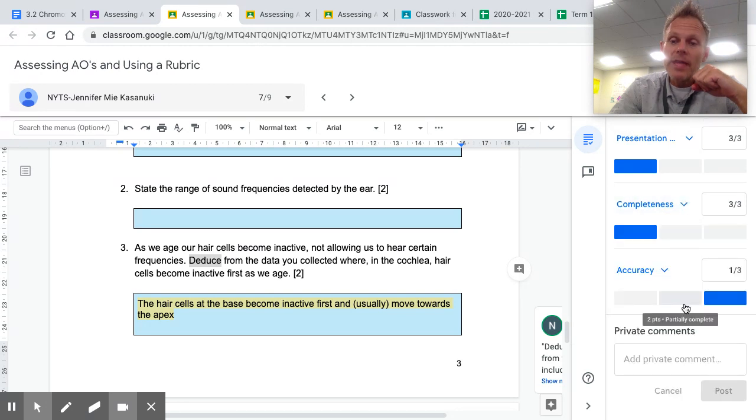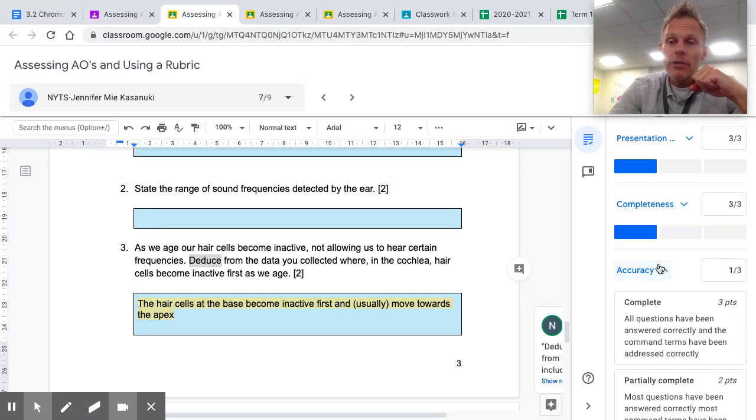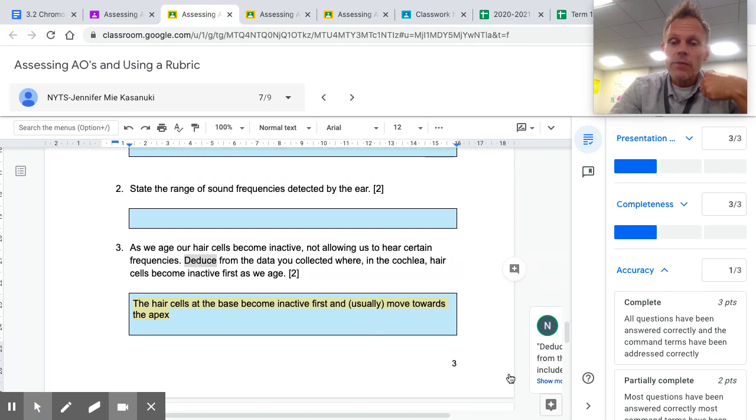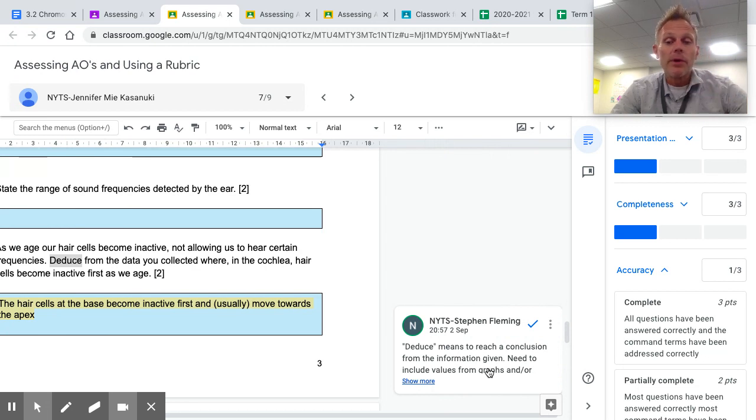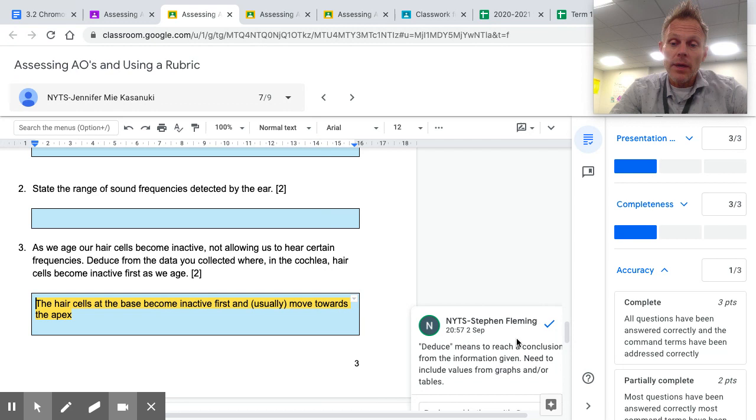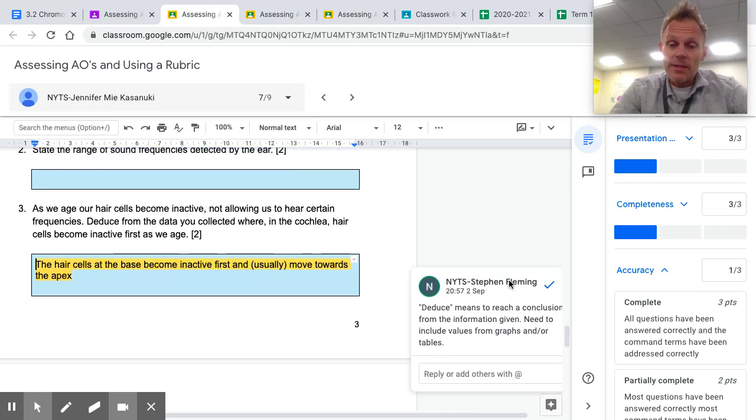However, if we go down to the accuracy part, remember, accuracy is 1, did you answer it correctly? Like, did you give the correct response? And 2, command terms have been addressed correctly. So deduce means to use the data. If you look at my comment, I wrote, deduce means to reach a conclusion from the information given. Need to include values from graphs and or tables. So she would see this on her work.